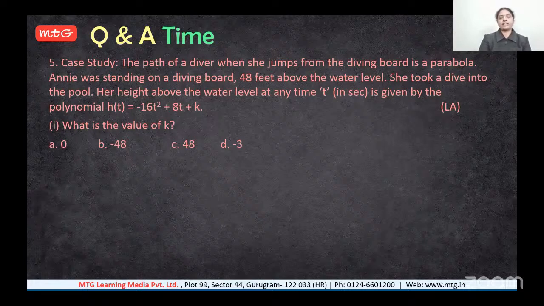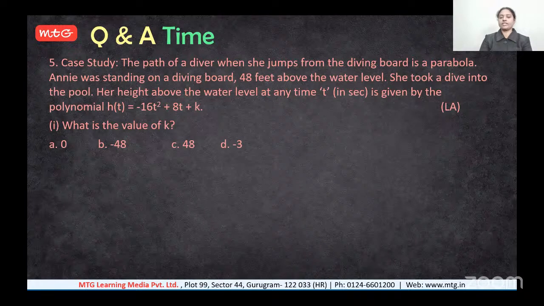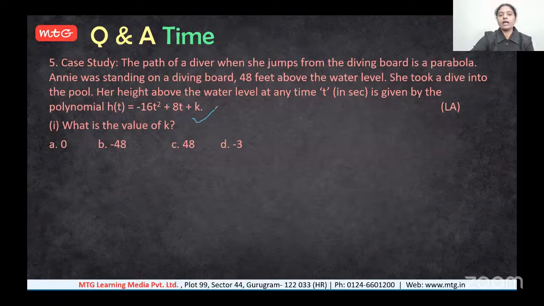A polynomial is given. This is how a parabola of a diver is represented. I think all of you know diving. What is diving? Annie is a person who is standing at a height of 48 feet above the water level. Once she starts diving, she moves upward and then comes downward, making the form of a parabola. Now, the polynomial representing the parabola is given like this. So the person starts jumping and then falls.